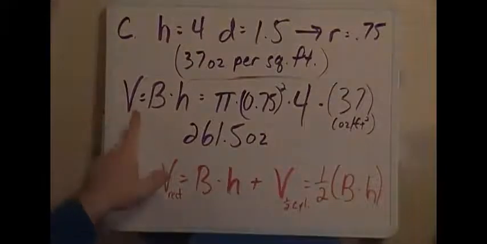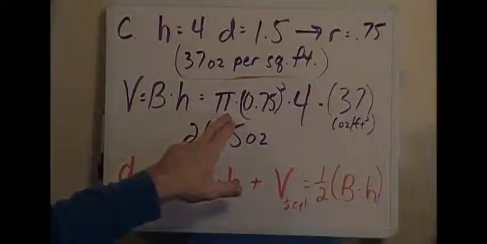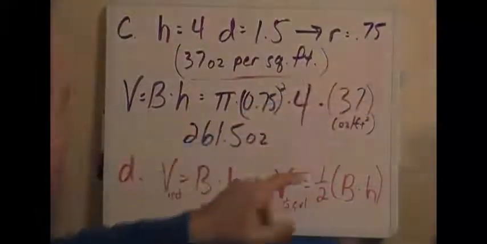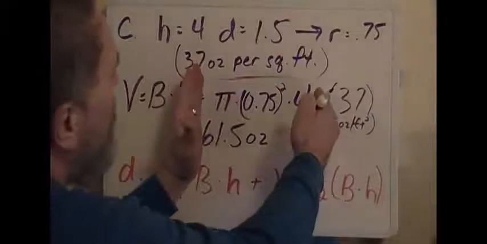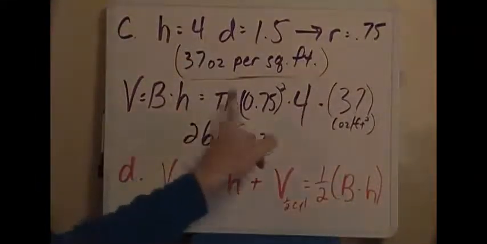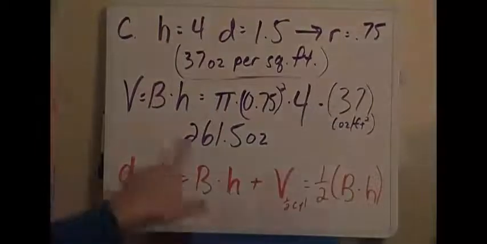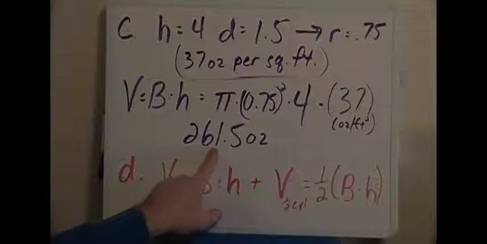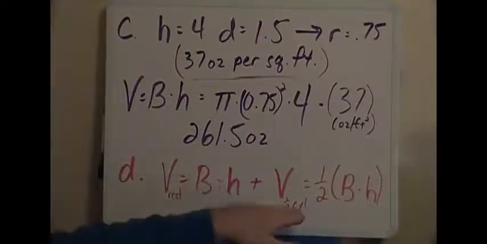Once again, volume is the area of the base times the height. In this case, again, it's a cylinder, so we have a pi r squared. The radius is 0.75, so pi times 0.75 squared times 4. This part of the problem will give us the volume, but we're going to go ahead right away and multiply it by the 37 ounces per square foot. And again, we put that in a calculator, round it to the nearest tenth, which we're going to do on every one of these problems, and we get 261.5 ounces of aluminum.